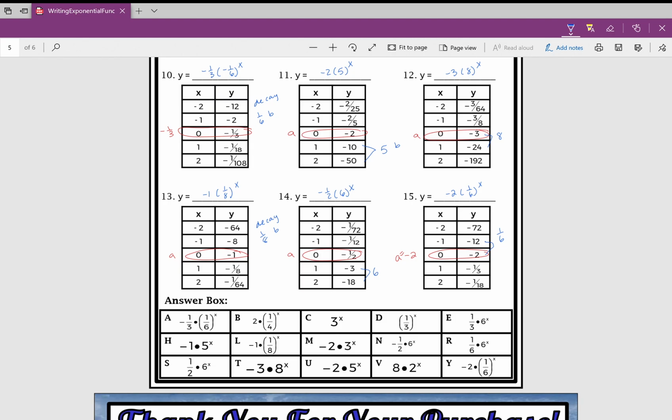Oh, that was my bad on number 10. Number 10 should not have been negative. I even wrote it right here, positive. Sorry, I don't know why I wrote that negative. So number 10 is A. I'm going to change my color so it's completely different than all these ones.